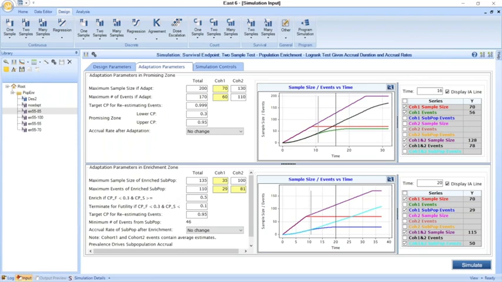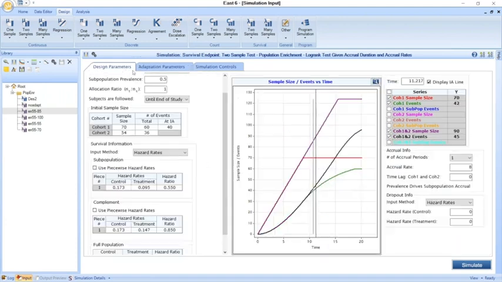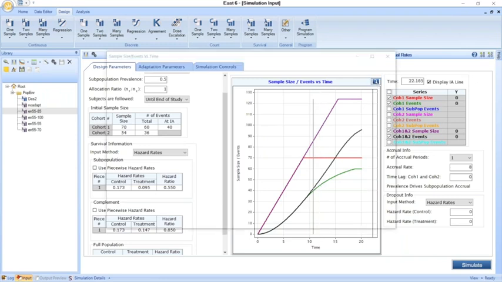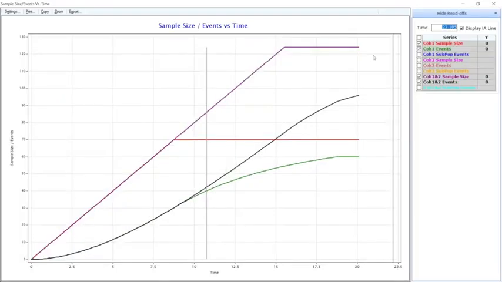So you can see that the promising zone is if our conditional power in the full population is between 30 and 95%. If the conditional power for the subpopulation is greater than 50%, then we have reason to enrich. And if the conditional power in the subpopulation is below 0.1, then we would be stopping the study for futility. You can also see here that with this breakdown, we are doing much better in terms of the data that is left unused.